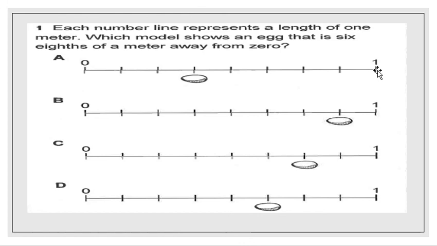From there, you're going to count backwards. So 8 over 8, 7 over 8, 6 over 8, 5 over 8, 4 over 8, and then 3 over 8, or 3/8. We're looking for 6/8. So this choice will not work. So we can cross out choice A.